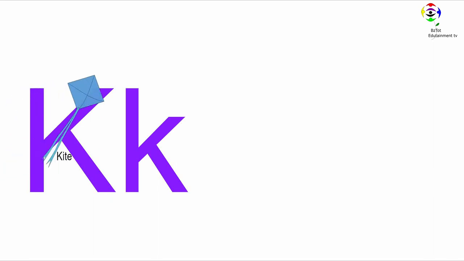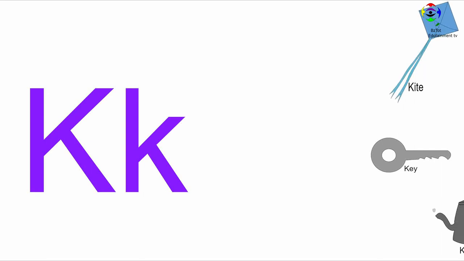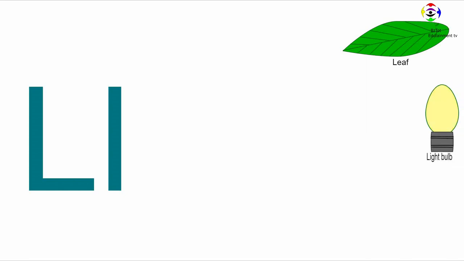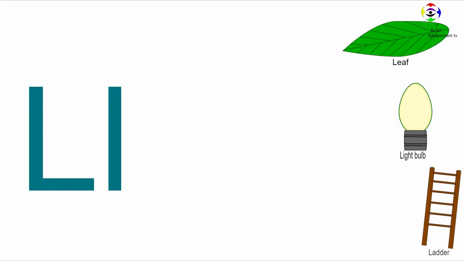K is for kite. K is for key. K is for kettle. L. L is for leaf. L is for light. L is for ladder.